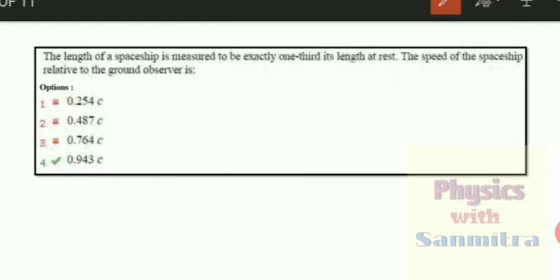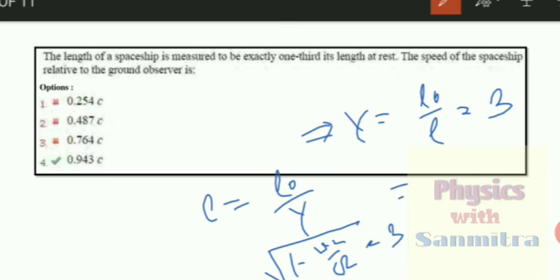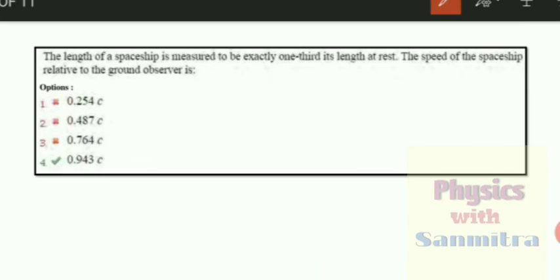Now for length contraction, I know L is equal to L naught by gamma. So gamma is equal to L naught by L, that is 1/3, so I can write 3. So now root over of 1 minus v squared by c squared is equal to 3 implies that this is 9. So v will be root over of 9 minus 8 into c. So what is root over of 8? Let me calculate it again. I think there is some mistake.